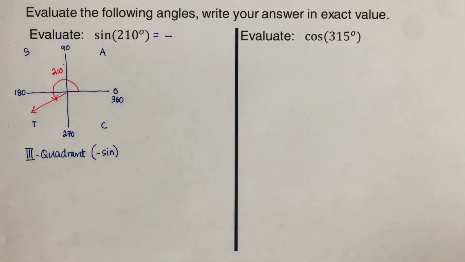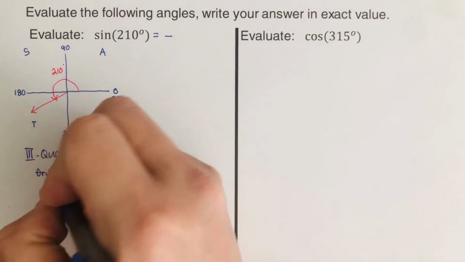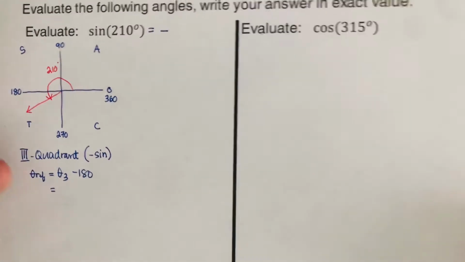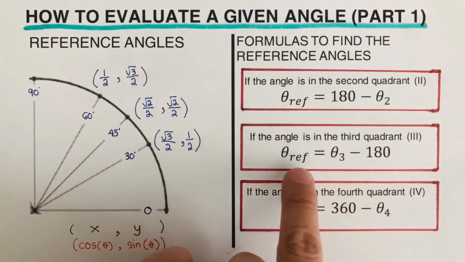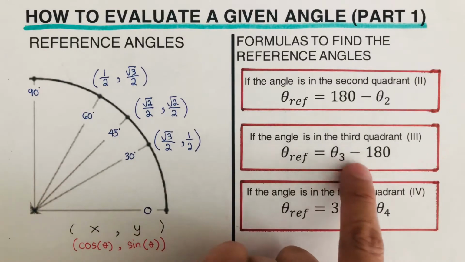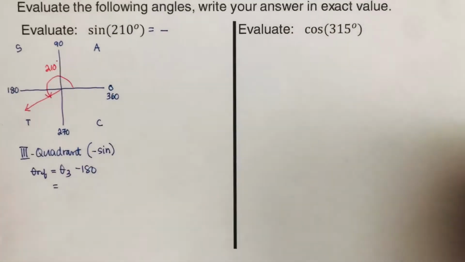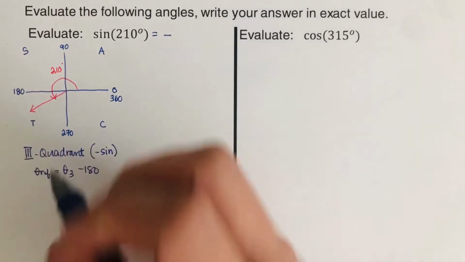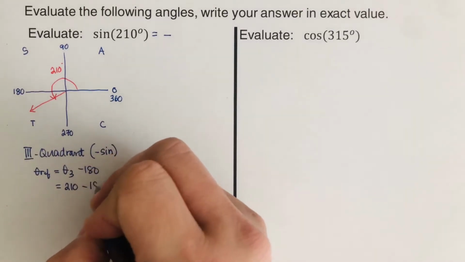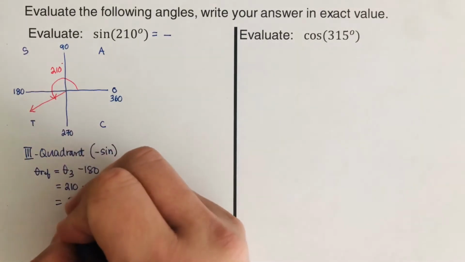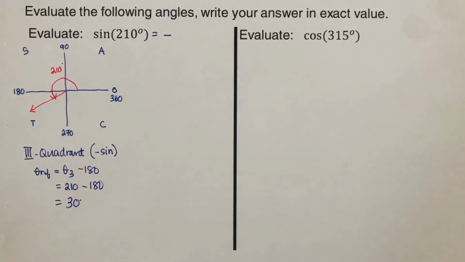The formula to find the reference angle in the third quadrant is... I actually got this formula from the first slide that we have here. In the third quadrant, the reference angle is equal to theta 3, the angle that is given to us, minus 180. So I plugged that formula in and put the values in. The angle in the third quadrant is 210, and we subtract 180 from it. 210 minus 180 is 30. So that means our reference angle is 30.